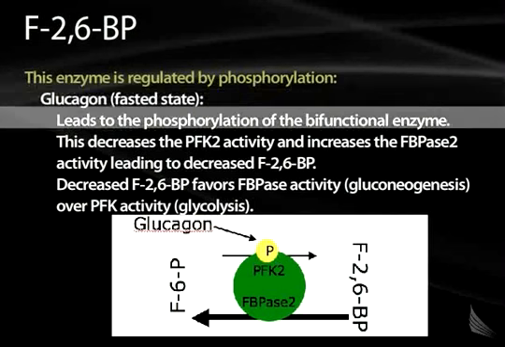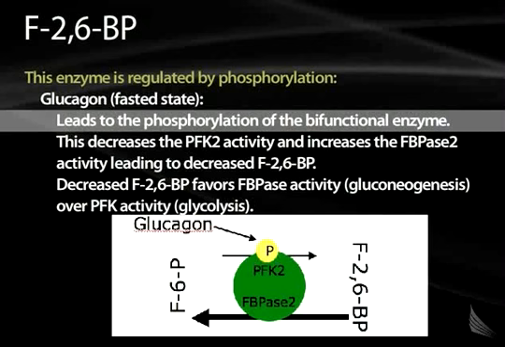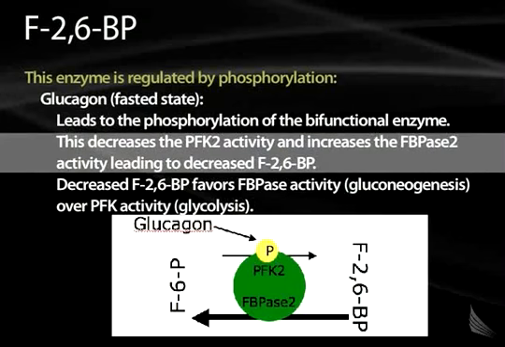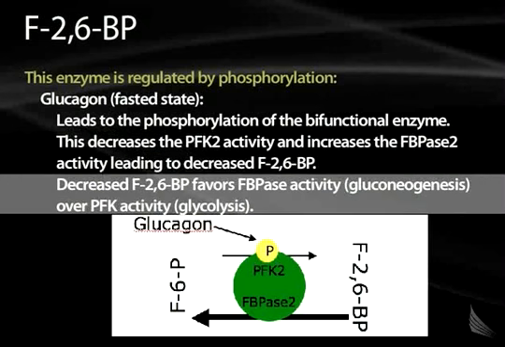Now remember, glucagon leads to the phosphorylation of proteins. And that's a general concept that you need to remember for all metabolic pathways. Glucagon, through protein kinase A, leads to the phosphorylation of the bifunctional enzyme. This decreases the PFK2 activity and increases the fructose 2,6-bisphosphatase activity. The net consequence of that is that you have decreased levels of fructose 2,6-bisphosphate. So this decreased fructose 2,6-bisphosphate favors the fructose bisphosphatase activity in gluconeogenesis over the phosphofructokinase 1 activity in glycolysis. So the net result of this is that glycolysis is inhibited and gluconeogenesis is activated.